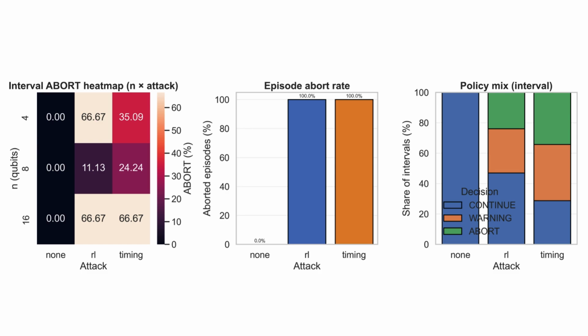Here we see the actions the system takes. The heat map shows abort by qubit count and attack type. As expected, only attacks trigger aborts. In the middle, both privacy policies abort entire episodes when needed, while benign runs continue. On the right, we see the policy mix. Most intervals continue, a few trigger warnings, and only attacks cross into aborts. This is strong evidence the dual threshold policy works as designed.